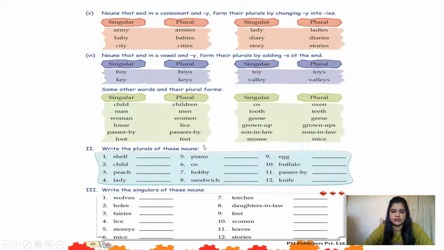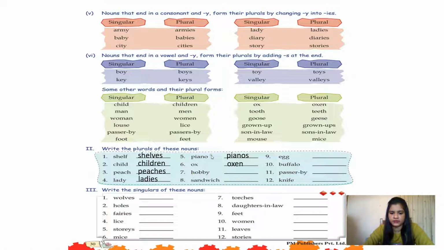Now, children, let us do the book work. Shelf: F is there, so it will change into ves, so shelves. Child, children. Peach, peaches. Lady, ladies. Y is there, so we have written ies. Piano. Children, here you only have to add s. Pianos. Ox, it is irregular, so the plural will be irregular: oxen.